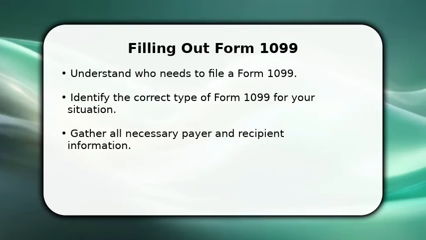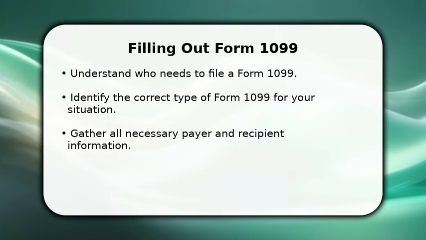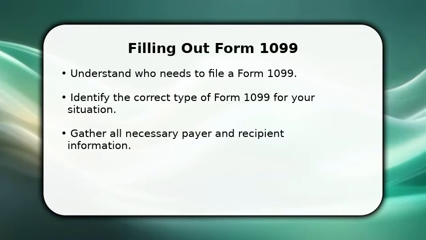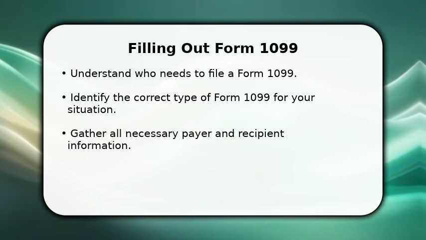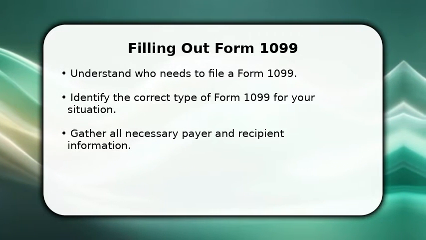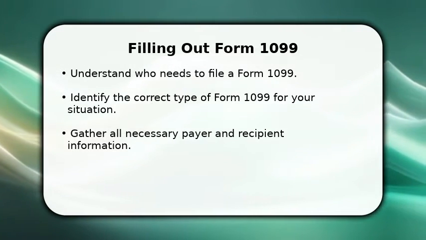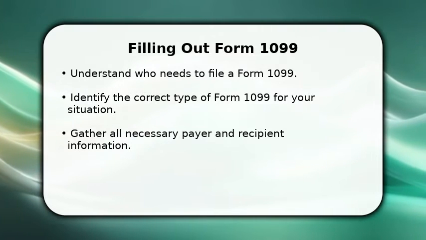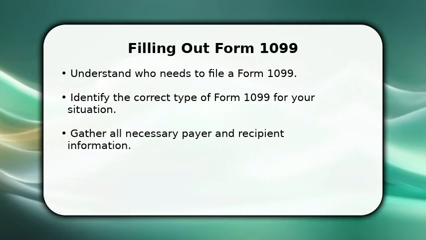In this video, I will explain how to fill out a Form 1099 step by step. First, determine if you are required to issue a Form 1099. Generally, this applies if you paid an unincorporated independent contractor $600 or more for services.